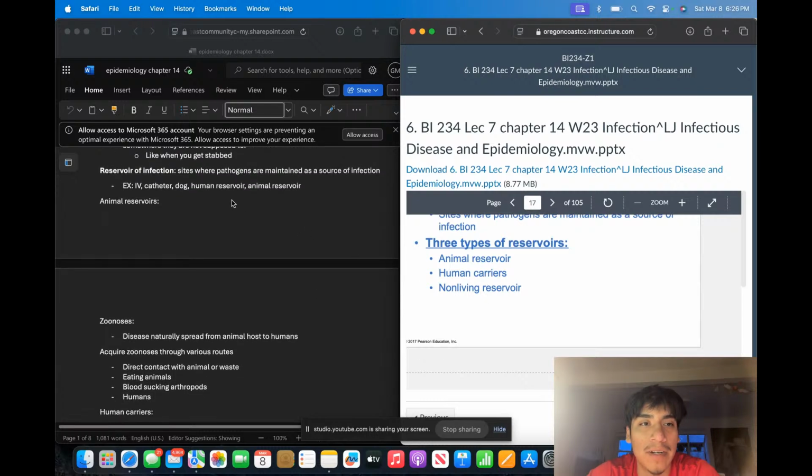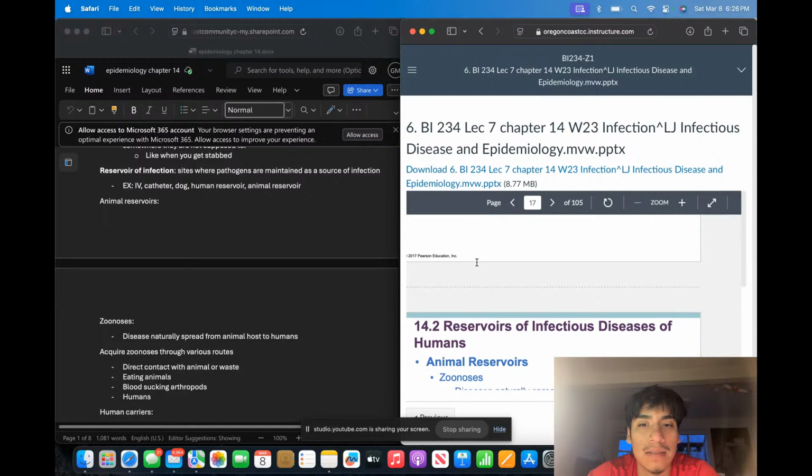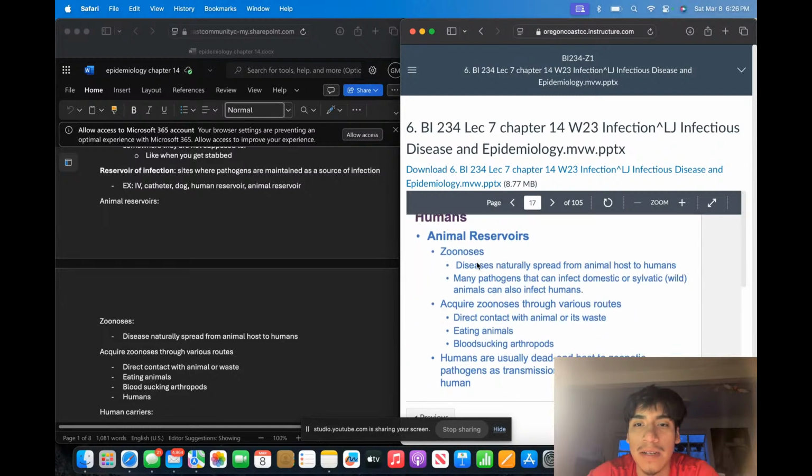In my notes here, we have reservoir of infection: sites where pathogens are maintained as a source of infection. Examples are an IV catheter, a dog, a human reservoir, an animal reservoir. So let's go to animal reservoirs.